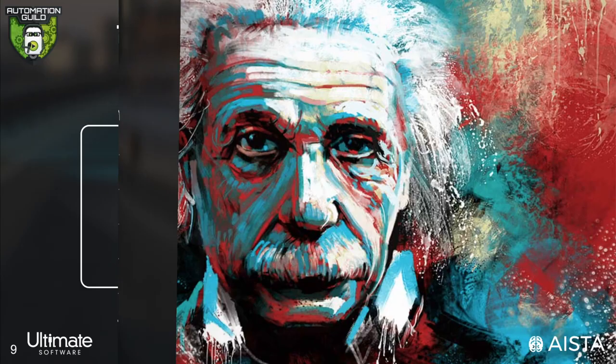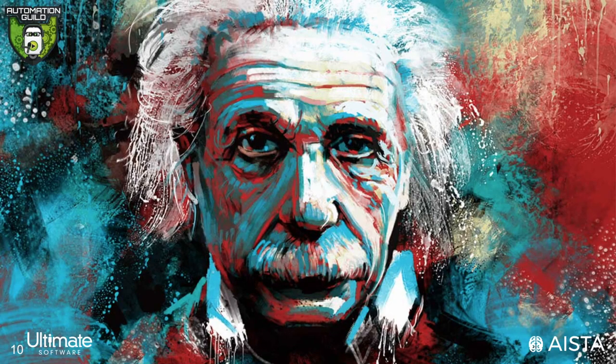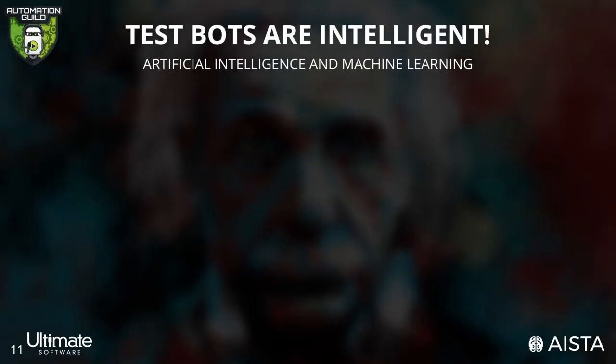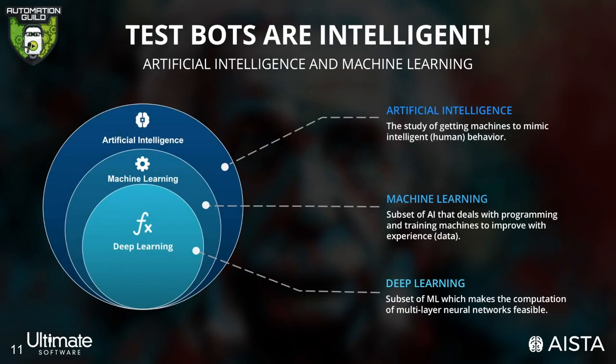So in addition to being autonomous, these bots are intelligent, at least to some degree, right? Maybe intelligence should be in quotation marks, but the whole idea here is that they use artificial intelligence and machine learning. And so I wanted to just depict that graphically here. And you should think of AI and artificial intelligence as just this huge umbrella, right? It's the study of getting machines to mimic intelligent behavior.